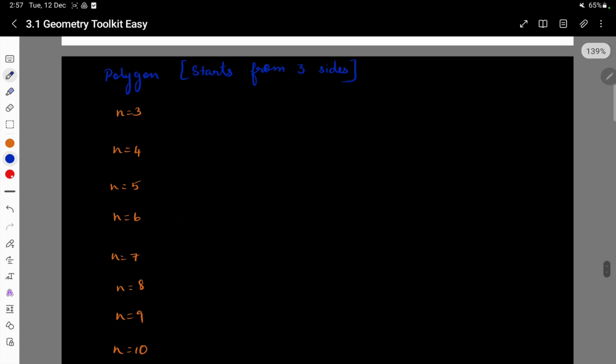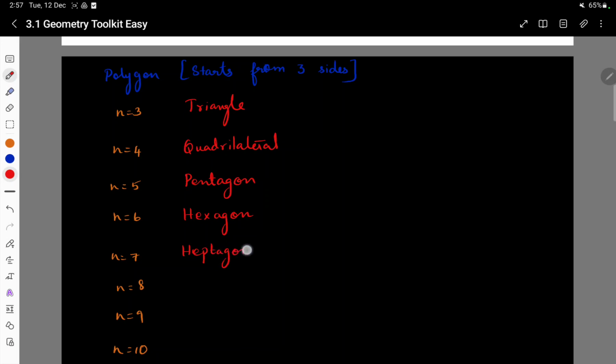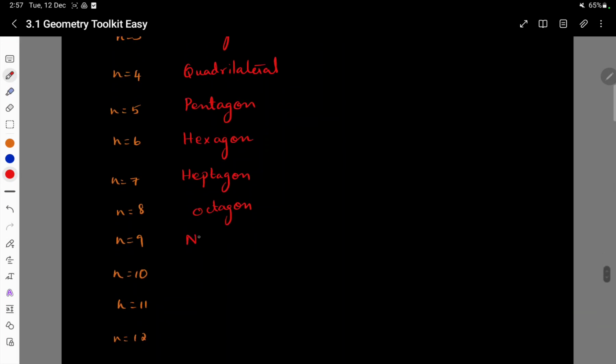If we have 3 sides, we call that a triangle. If we have 4 sides, we call that a quadrilateral. If we have 5 sides, we call that a pentagon. If we have 6 sides, we call that a hexagon, and 7 sides a heptagon, and 8 sides an octagon. 9 sides, it is a nonagon, and 10 sides a decagon, 11 a hendecagon, and 12 a dodecagon.